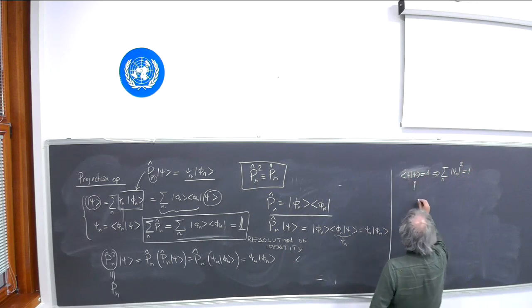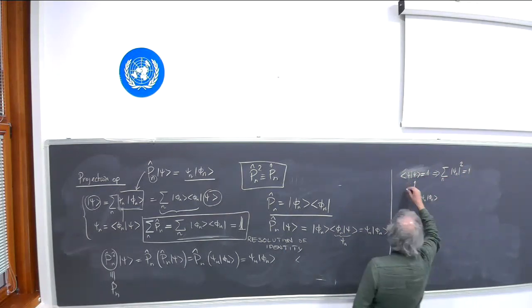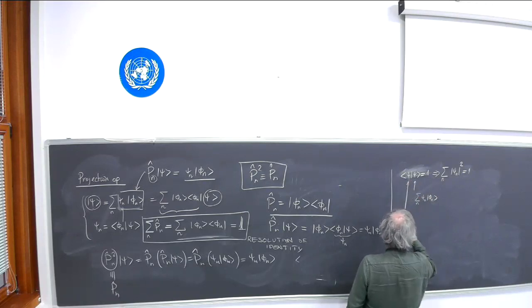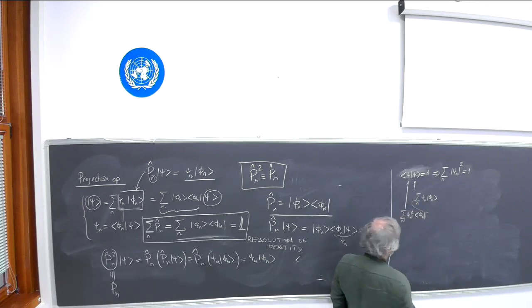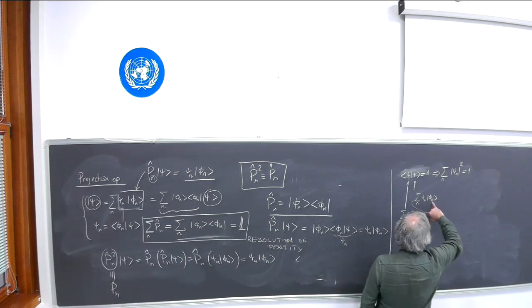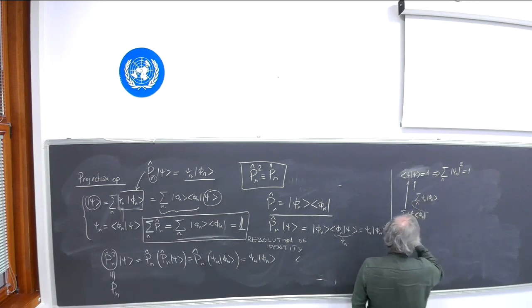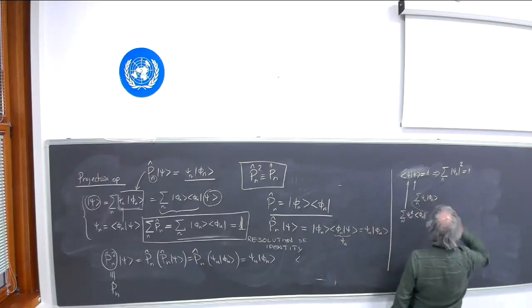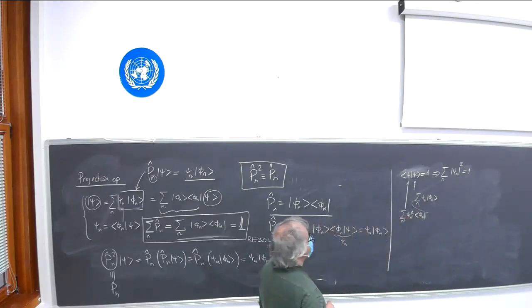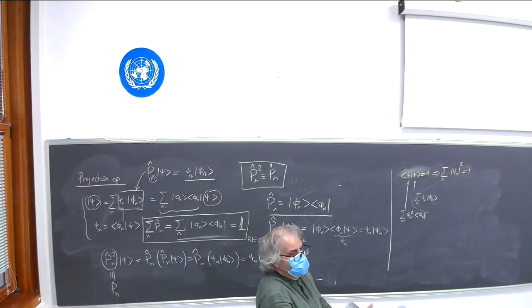Write this as a sum over n, pn, whatever. Then I have a sum over n prime. Remember, this is psi n prime star. I take the scalar product of this. You see that I have a delta function of n prime and n, and the result is therefore that there is a single sum over n. Is it clear? Try to do it, and you get this. So the fact that the function is normalized implies that the sum of the squares of the components on all elements of the basis is 1.